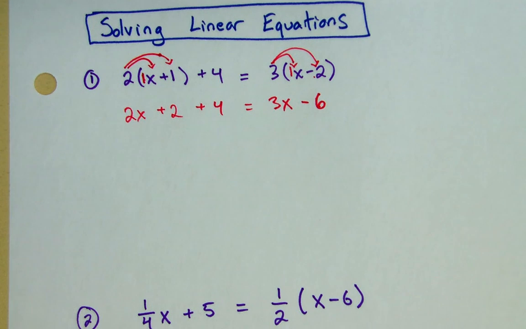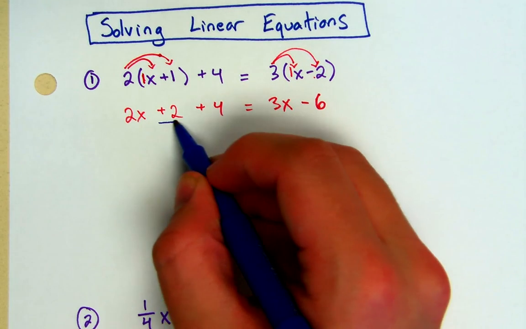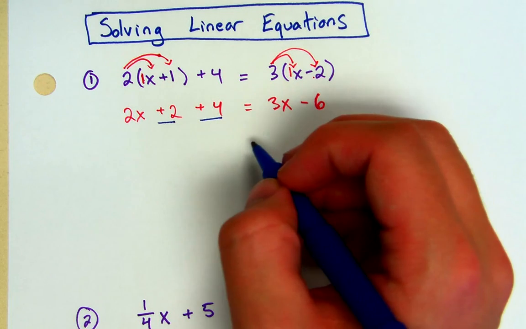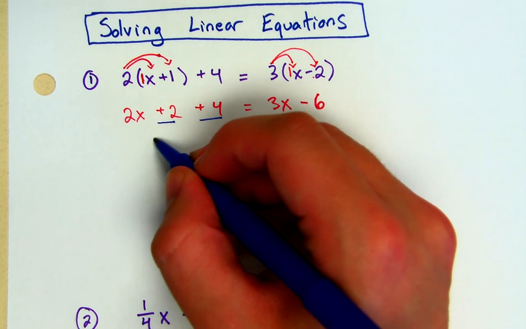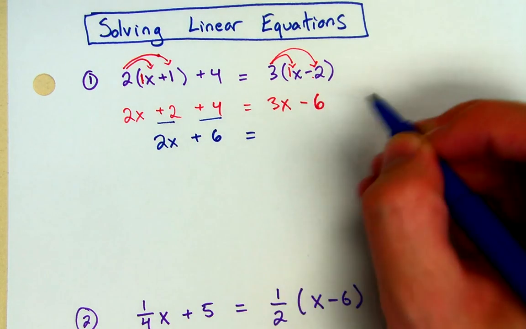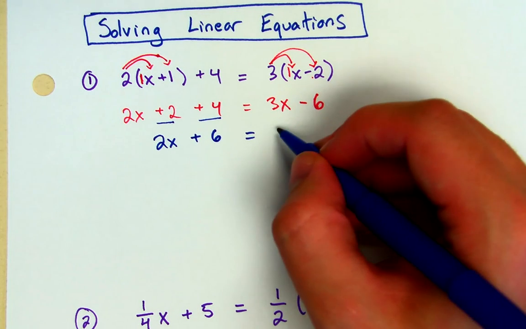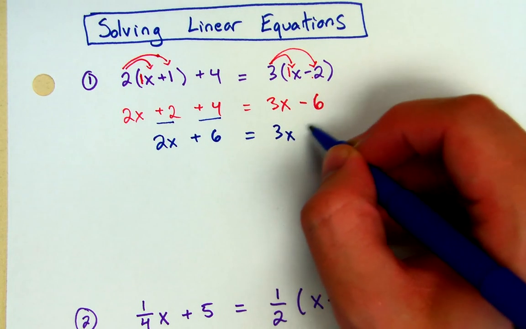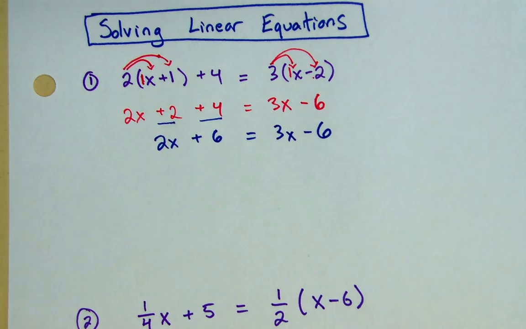Now, at this point, I need to start thinking, do I have any like terms? Well, on this side, I have positive 2 and positive 4. So I can combine that down to be 2x plus 6. Well, there's no like terms on the right side, so I'm just going to bring down the right side. Here is where now there's no more like terms on the same side, but I need to solve for x.